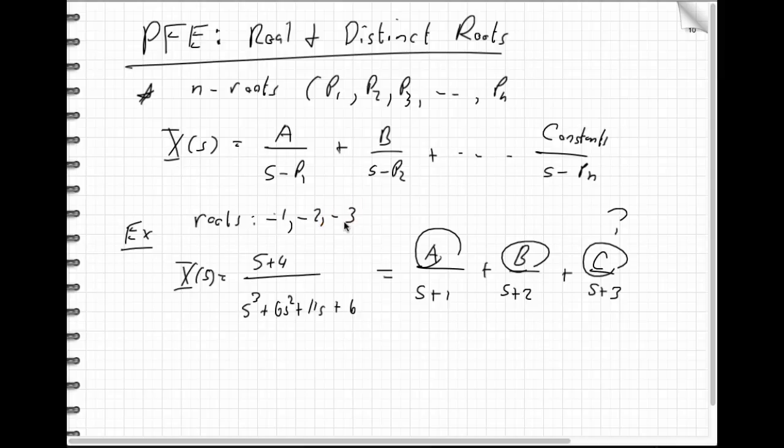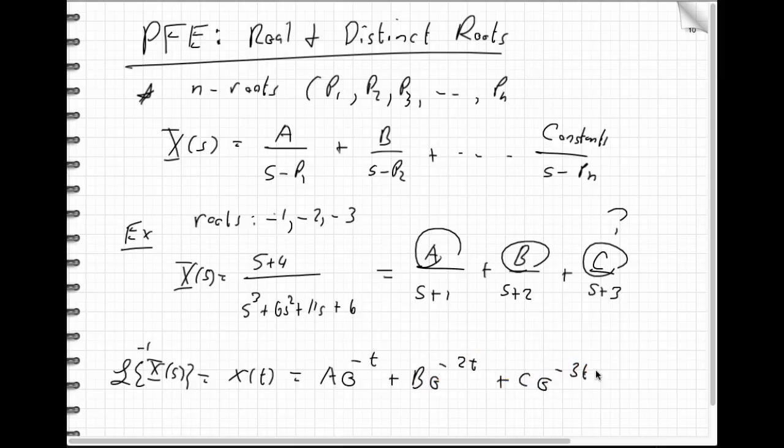Once we find out A, B, and C, then I can easily do the inverse Laplace of X(s), which is equal to x(t), which is what we're trying to find. If you remember, each term is just an exponential: e to the minus t, minus 2t, and minus 3t. So it'll be A e to the minus t plus B e to the minus 2t plus C e to the minus 3t. And that's just the inverse Laplace, right?